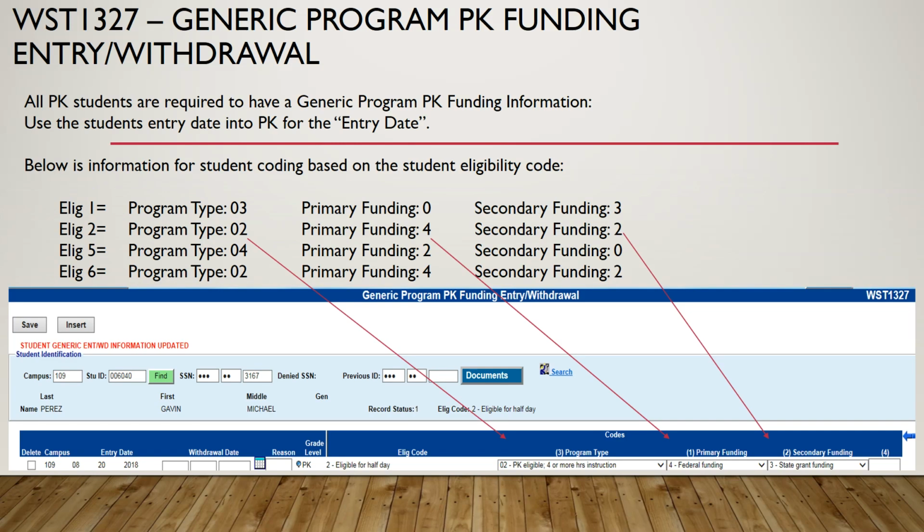All pre-K students are required to have generic program pre-K funding information. Use the student's entry date into pre-K for the entry date. So in this example, for eligibility 2, the program type is O2, the primary funding is 4, and the secondary funding is 2. Please review this chart at your convenience to code the students correctly.